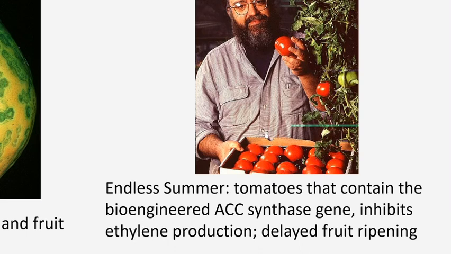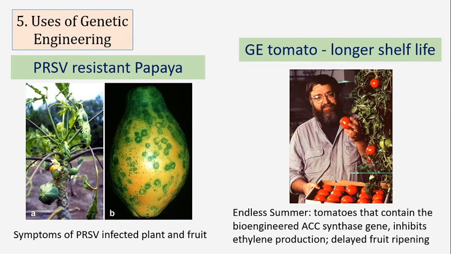So we know that ethylene is a growth hormone that enhances the ripening of fruit. So if there is less ethylene production, the fruit will ripen very slowly, so that it can be preserved on the shelf or in store for a long period of time without any kind of preservation method. So that is why this genetically engineered tomato has a greater advantage, having longer shelf life.